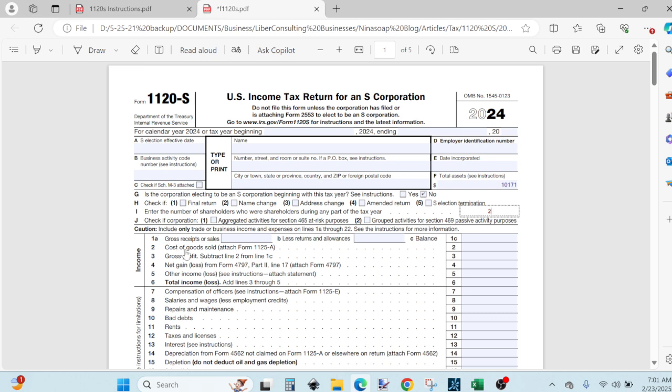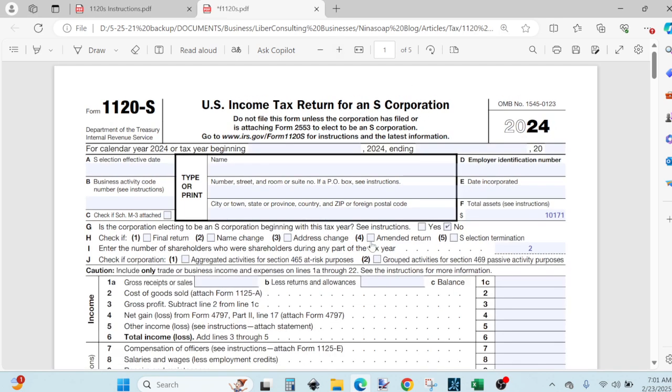So 1, gross receipts. I think this might be a little bit small. I don't know if you are able to see it. Let's make it a little bit bigger. So, gross receipts or sales.